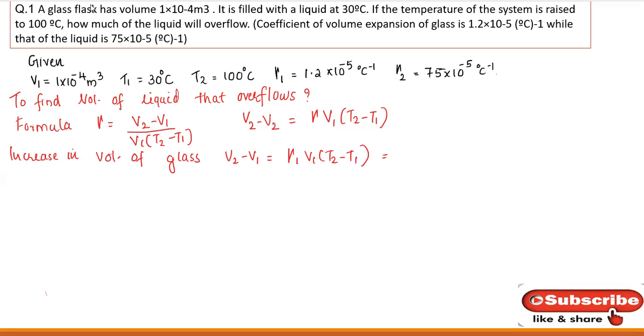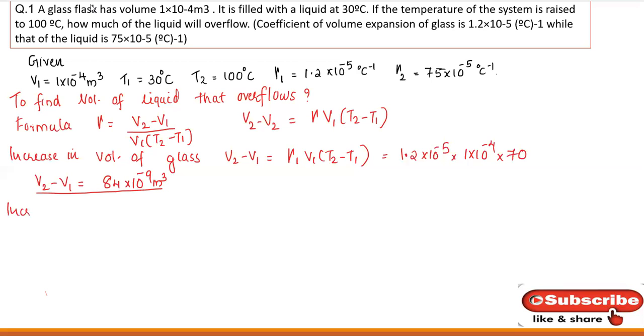That is equal to gamma 1, 1.2 × 10^-5, into V1, 1 × 10^-4, into (T2 minus T1), that is 100 minus 30, which is 70. So we got V2 minus V1 equals 1.2 × 70, which is 84, into 10^-4 and -5, that is 10^-9 m³. This is the increase in volume of glass.